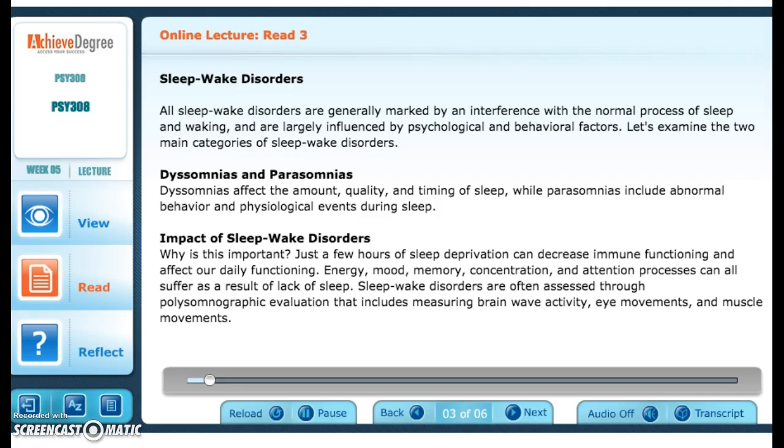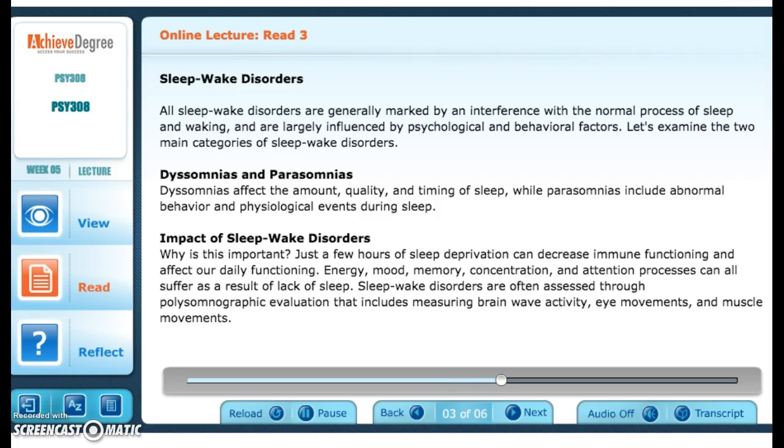All sleep-wake disorders are generally marked by an interference with the normal process of sleep and waking, and are largely influenced by psychological and behavioral factors. Let's examine the two main categories of sleep-wake disorders: dysomnias and parasomnias. Dysomnias affect the amount, quality, and timing of sleep, while parasomnias include abnormal behavior and physiological events during sleep. Impact of sleep-wake disorders.